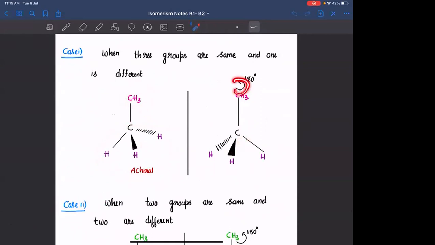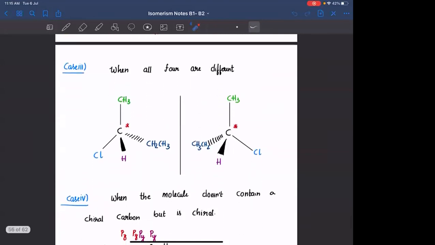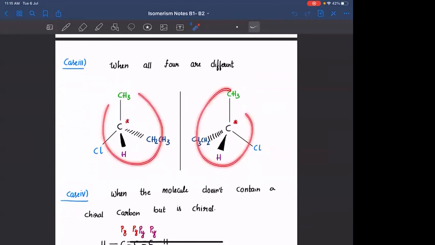If you rotate this by 180 degrees, फिर से हाइड्रोजन यहाँ पे आ जाएगा, ये दोनों हाइड्रोजन भी सुपरइम्पोज हो जाएगा. If you have 2 groups same and 2 groups different, again, if you rotate this by 180 degrees, these 2 hydrogens will be superposed, this CH3 will be superposed, and this Cl will be superposed with this. Agreed? If you have all the 4 groups different, no matter what, you cannot superpose this with this.